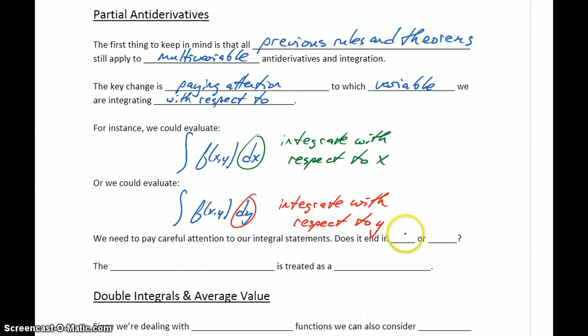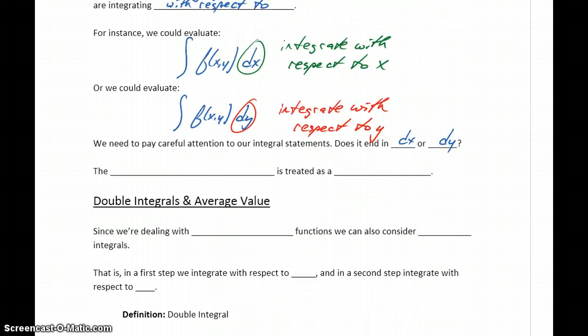So we always need to make sure we're paying attention to whether our problem ends with dx or dy, or if we had different variables in our function, ds, dt. So we're integrating with respect to that variable, and whatever the other variable is gets treated as a constant.